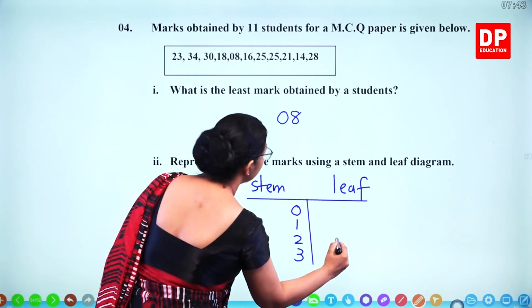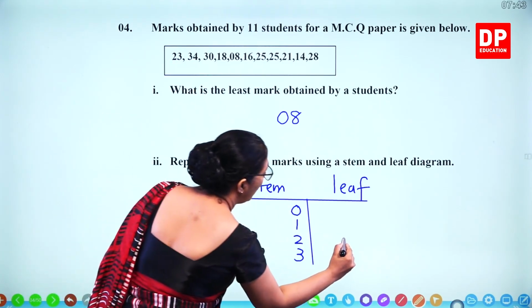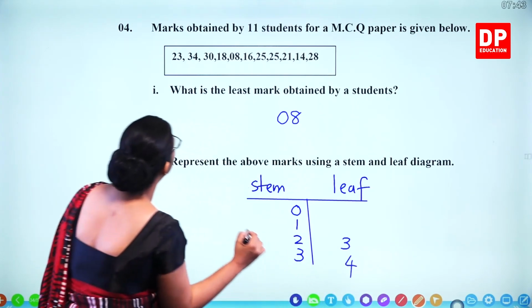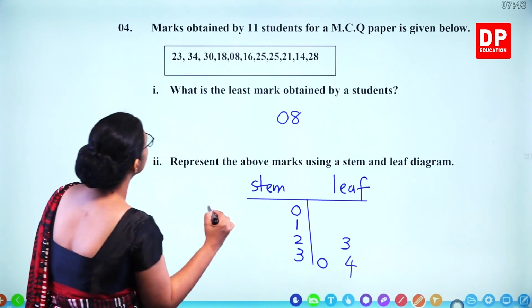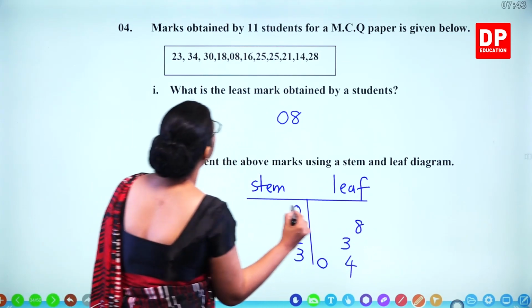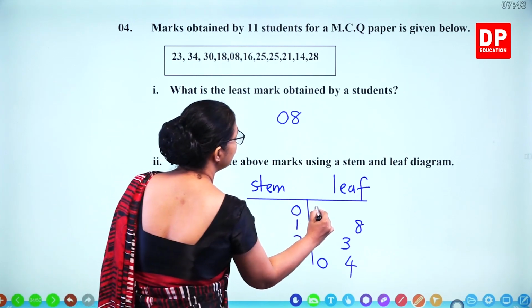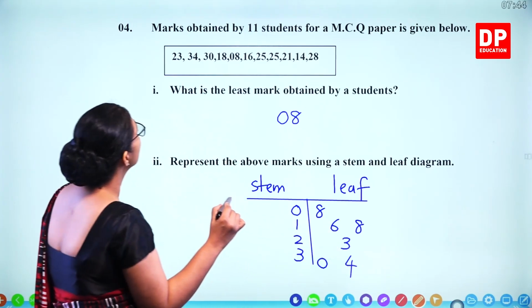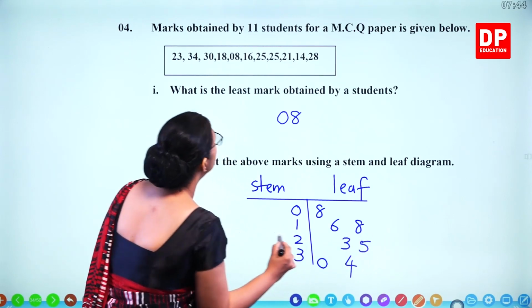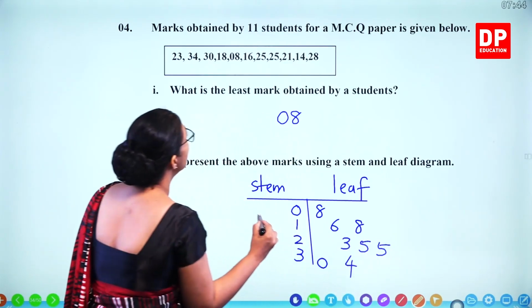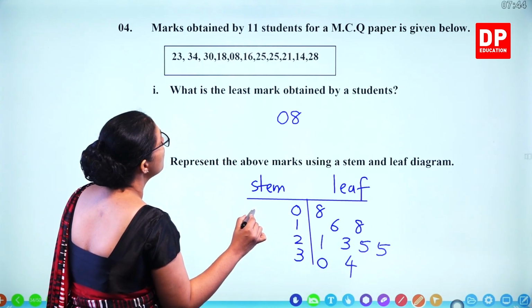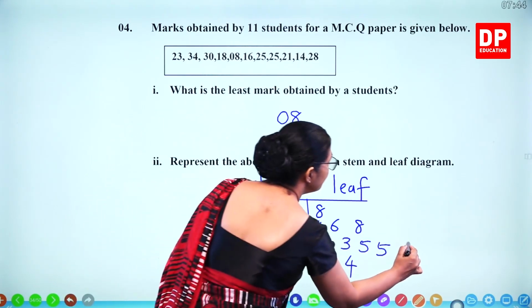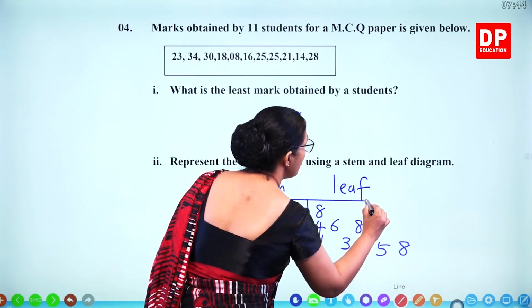2 with 3. 3 with 4. 3 with 0. 1 with 8. 0, 8. 1 with 6. 2 with 5. 2 with 5 again. 2 with 1. 1 with 4, 2 with 8. So those are the numbers.